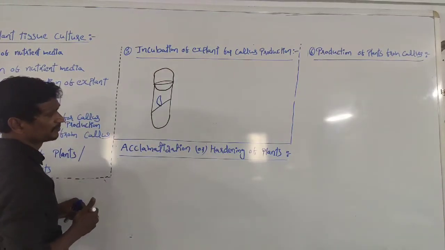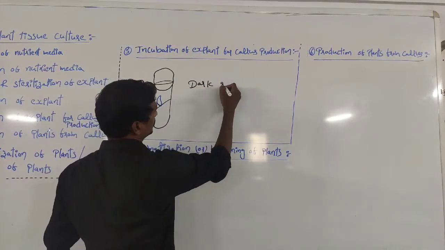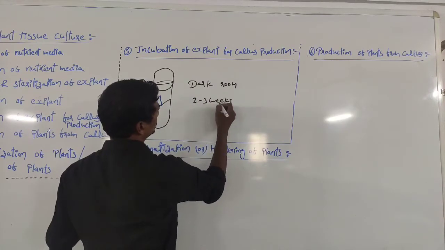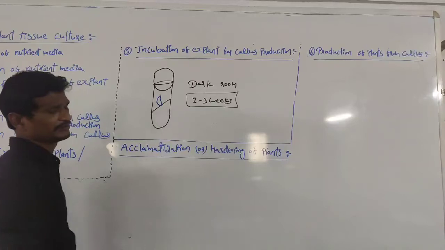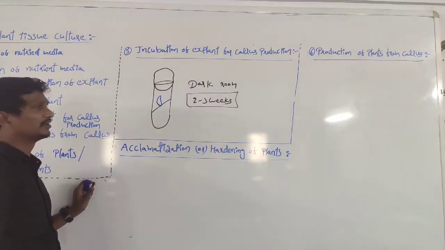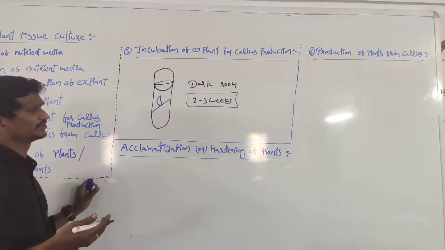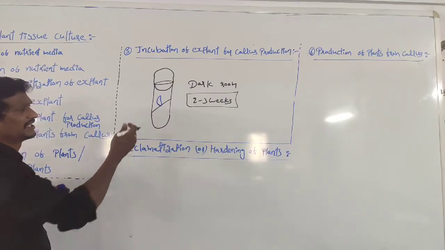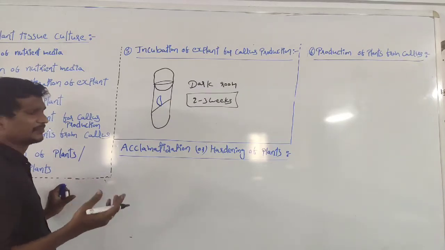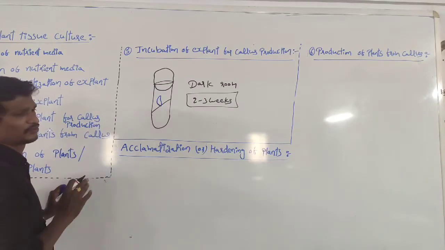And this tissue is kept within the dark room initially. 2 to 3 weeks we have to maintain it within the dark room, right? And not daily, every 3 or 4 days we need to check the tissue, because we need to observe whether there is any contamination or any fungal growth. If there is contamination, definitely we need to remove the tissue from the tissue culture room, right?